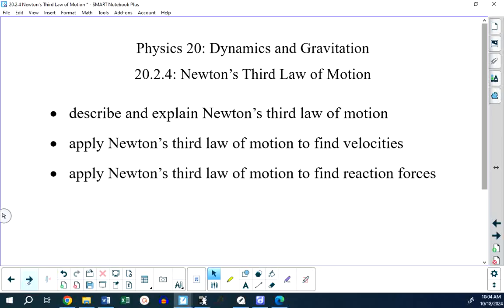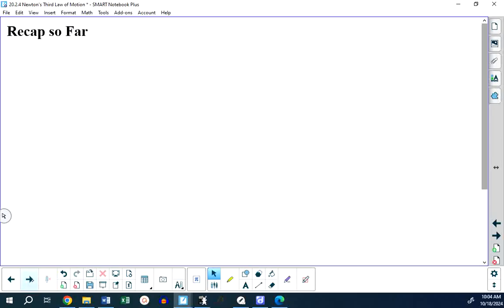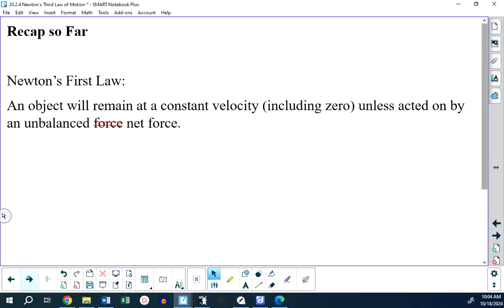We're also going to use Newton's third law of motion to find what are called reaction forces. So Newton's first law is an object will remain at a constant velocity unless acted on by an unbalanced force.